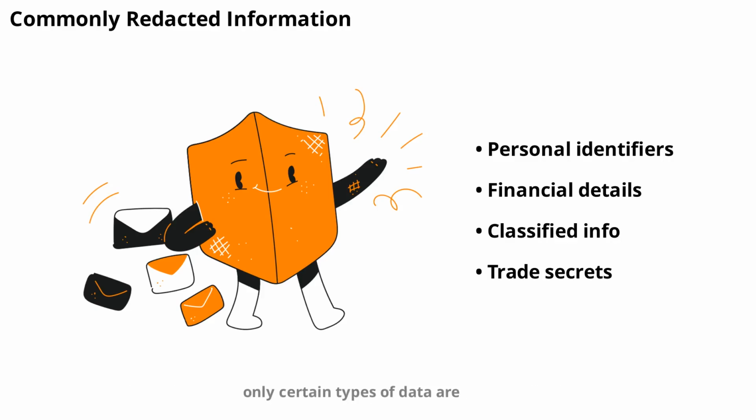Not all information in a document is subject to redaction. Typically, only certain types of data are considered sensitive enough to be blacked out. Common examples include social security numbers, home addresses, phone numbers, financial account details, classified government information, and trade secrets. In legal documents, names of minors, victims, or witnesses may also be redacted to protect their identities. The goal is to remove only what is necessary, while leaving the rest of the document readable and useful.